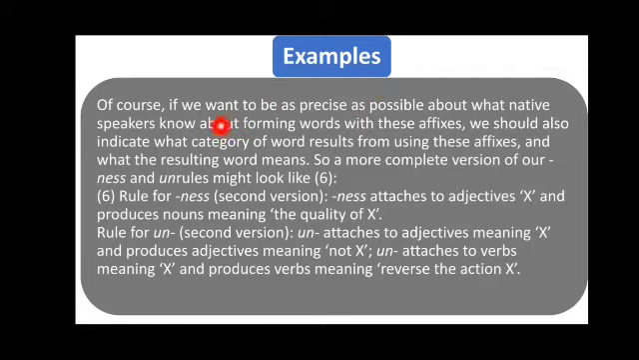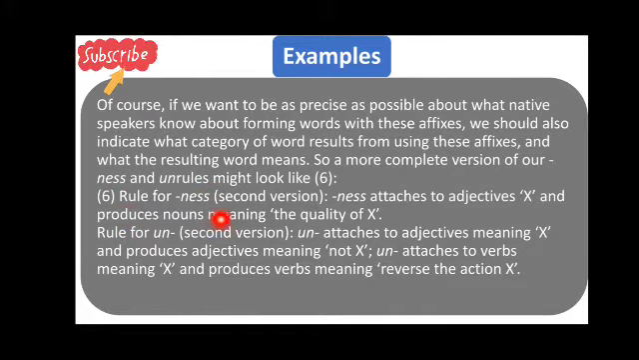Examples continue. Of course, if you want to be as precise as possible about what native speakers know about forming words with these affixes, we should also indicate what category of word results from using these affixes and what the resulting words mean. So a more complete version of our ness and un rules might look like in number 6. So here we have our ness and un rules. One is un, which is a prefix. One is ness, which is a suffix. We are talking about rules.